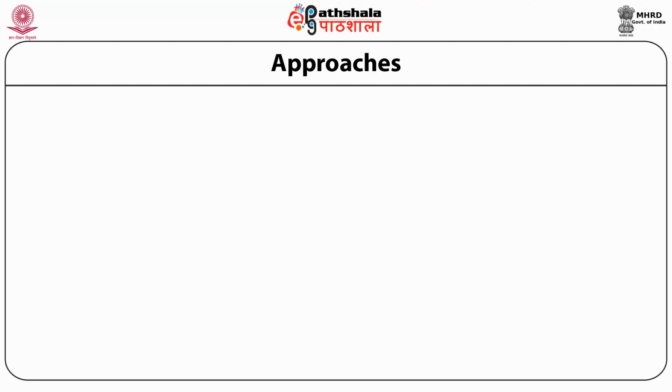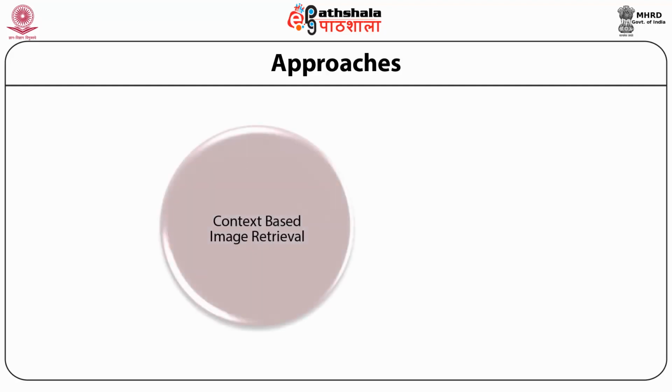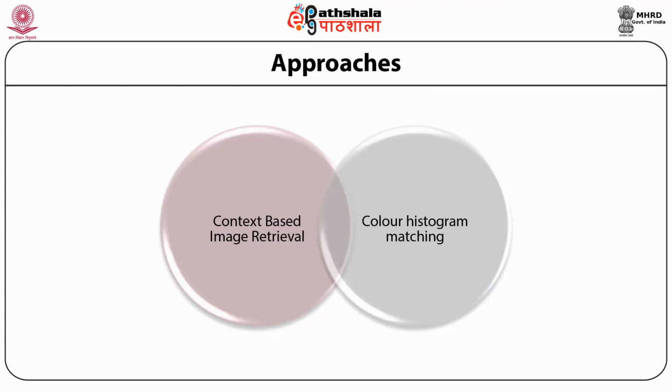In short, CBIR. If we talk about the various approaches that are being followed for image retrieval, these approaches can be broadly divided into two approaches. First is context based image retrieval, and second is color histogram matching. In context based image retrieval, two different types of interfaces are used for querying images. First, browsing and navigation interface. Here, in this interface, the user is allowed to browse a collection and navigate through a structured collection of images in order to retrieve the desired image or images.